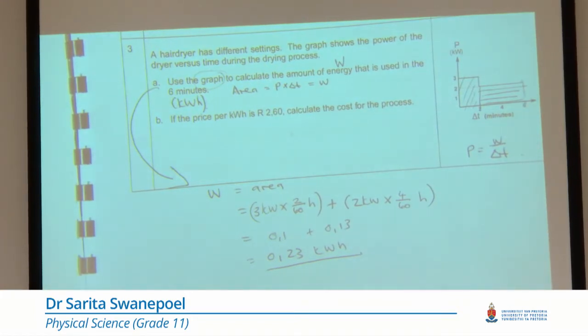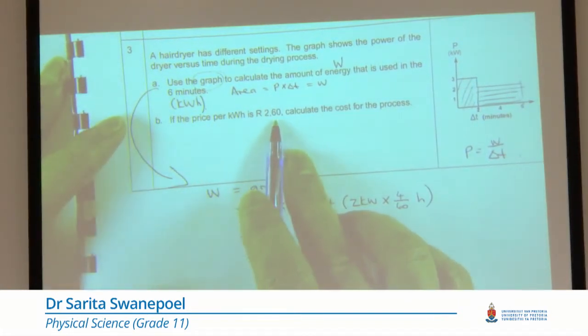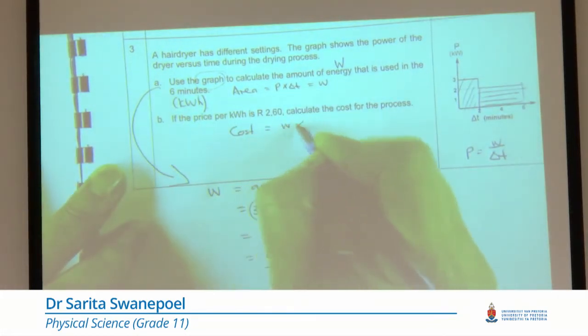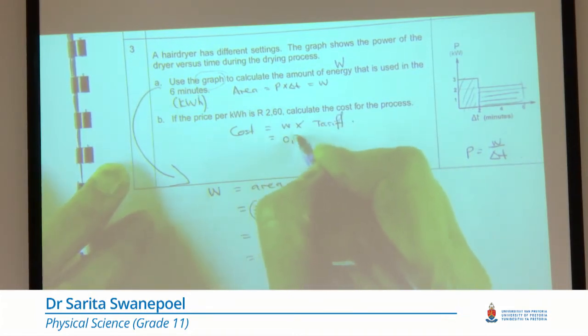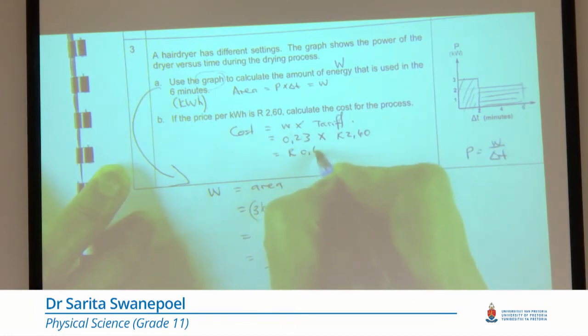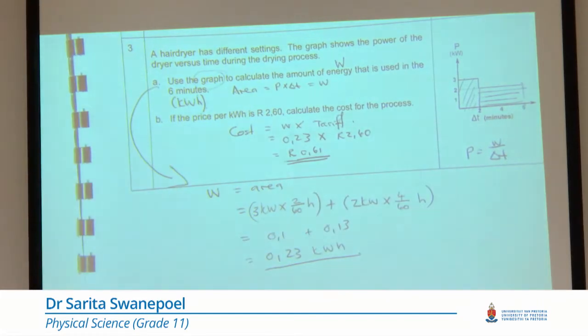Okay, so I know how much energy is being used. Now they ask us, if the price per kilowatt hour is R2.60, calculate the cost for the process. Do that one quickly. Right, 61 cents.